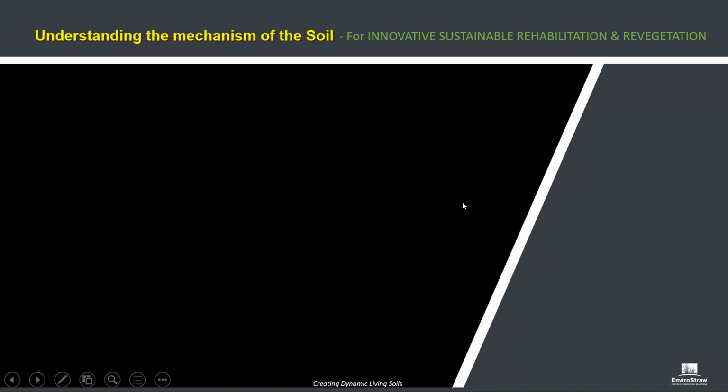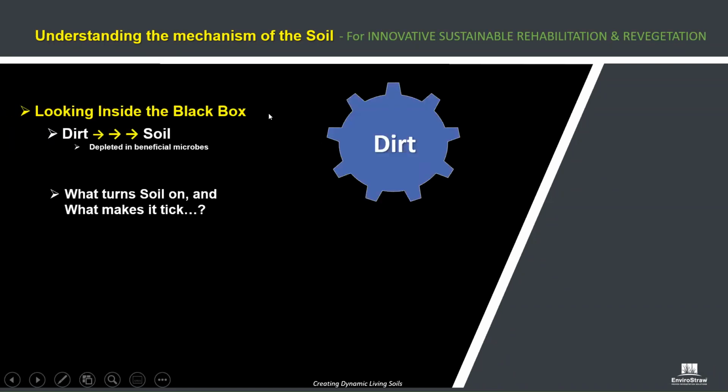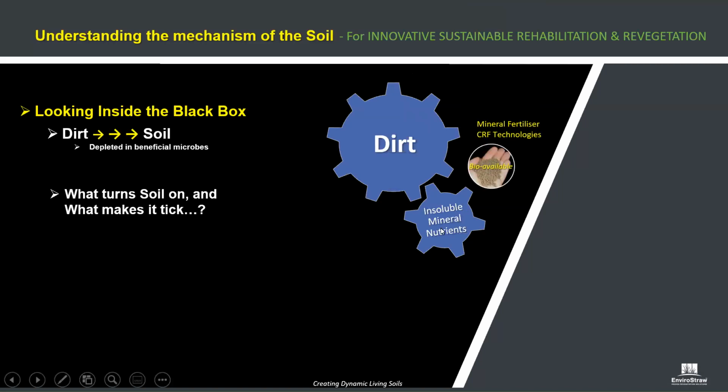So if we look at the mechanisms that are going on within the soil, inside the black box, so to speak, we can start off with dirt. Typically after a construction site or closing of a mine site, we have a lot of dirt there, which is basically depleted in beneficial microbes, depleted in essential mineral nutrients. And what we need to do is look at how we can turn the soil back on, to make it into a healthy living soil. First thing that we need is mineral nutrients, and we can supply those using our technology where we've developed a controlled release fertilizer technology using natural mineral ores that become bioavailable through microbiology.